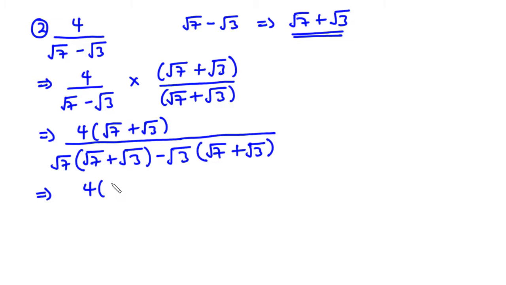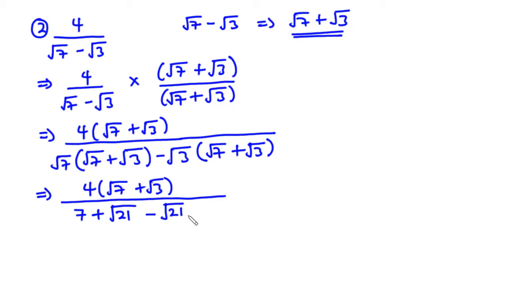So we still have 4 times root 7 plus root 3 all over. Now root 7 times root 7 is root 7 squared. So root 7 squared is equal to 7. So we have 7. And then here we have root 7 times root 3, that is root 21. And then here we have negative root 3 times root 7, which is negative root 21. And then we have negative times positive is negative. And then we have root 3 times root 3. Now root 3 squared is 3, so we have 3 here.